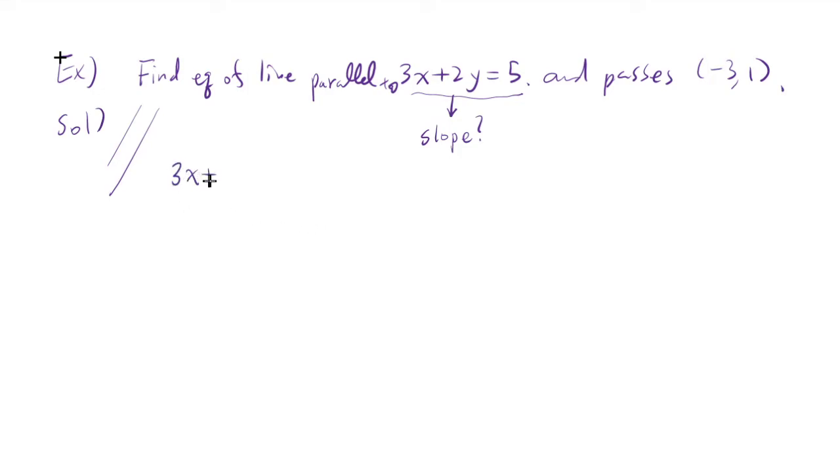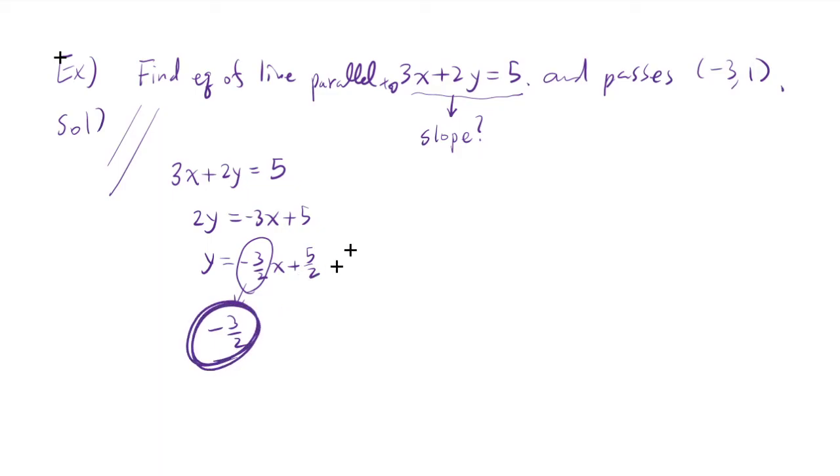To find the slope of an equation, you need to change that into slope-intercept form, because then you can read off the coefficient of x to get the slope, right? So we're going to subtract 3x from both sides, divide by 2, and that tells us the slope is negative 3 over 2. And this is the one that we're going to use for our parallel line. And it has to pass through negative 3, 1.